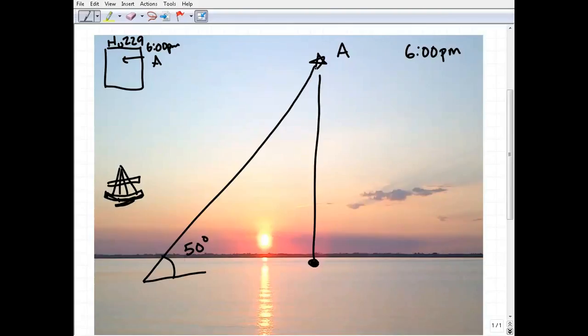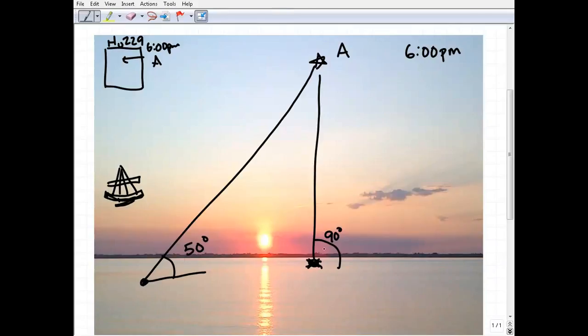At 6 p.m. you should be seeing star A directly over your head, at 90 degrees. If I'm standing in the middle of the ocean at this particular position, not where I'm at, I would see star A directly above my head at 90 degrees. If star A just fell straight down onto the Earth, it would land at this position at 6 p.m. Hopefully that makes sense. If I were right here looking at star A, I would be looking straight up, right above my head.